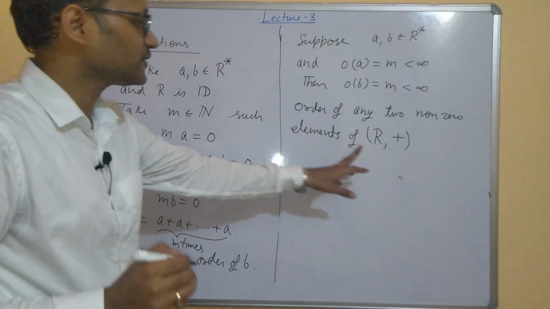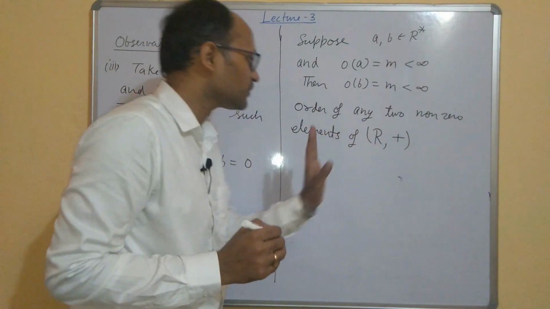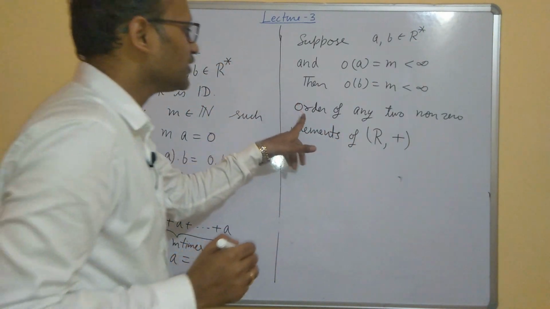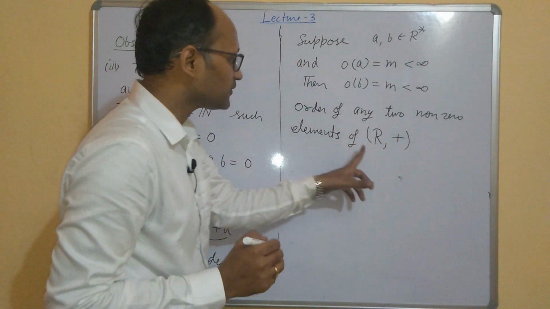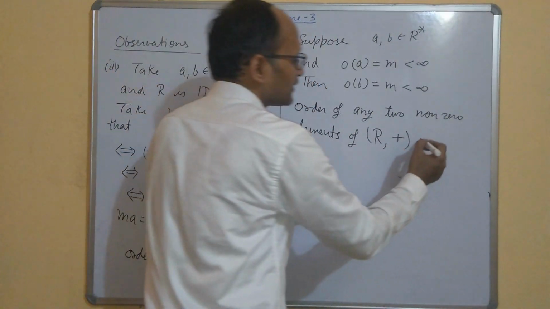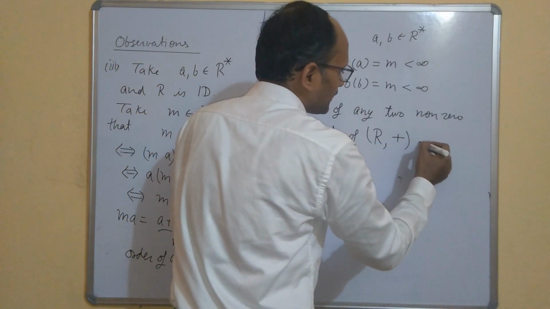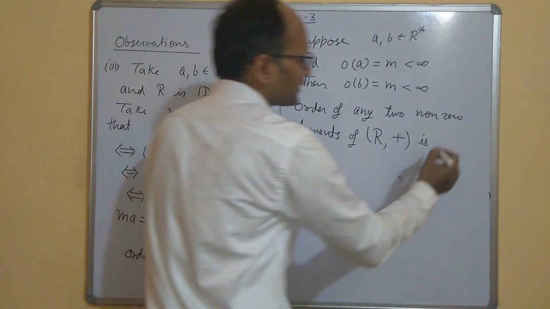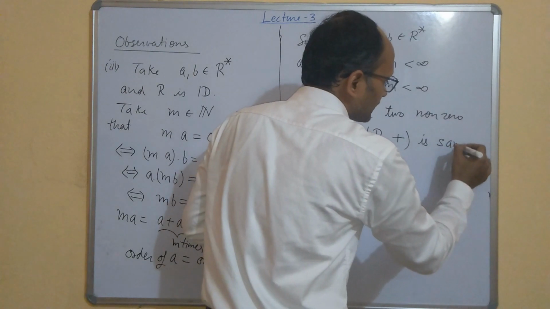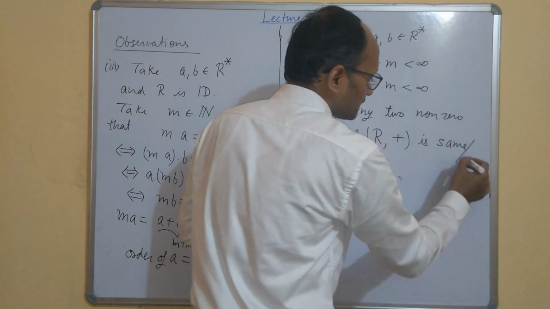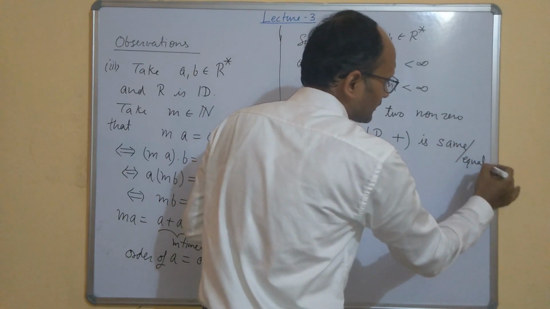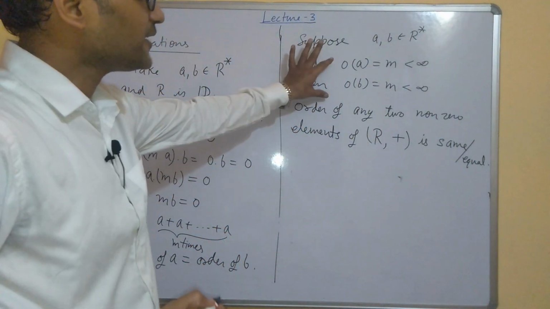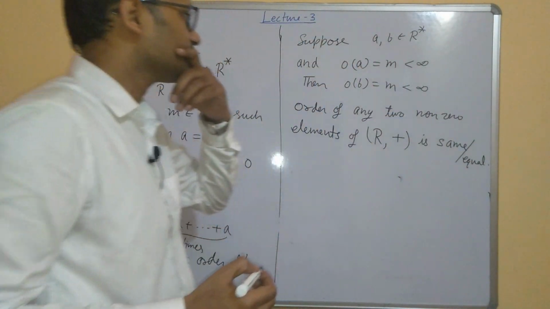actually we are talking in this group, so additive order means, the order of any two non-zero elements of this is the same, I mean equal. For the finite case it is okay, they are equal.